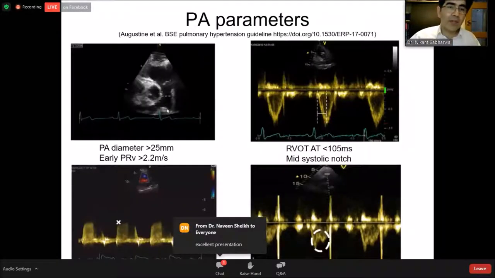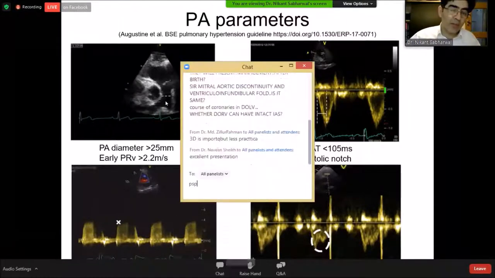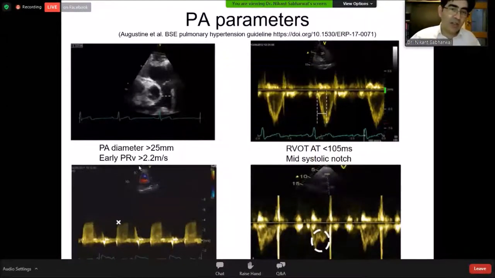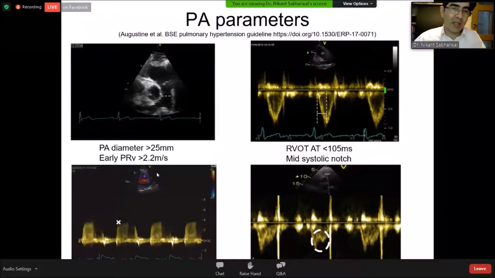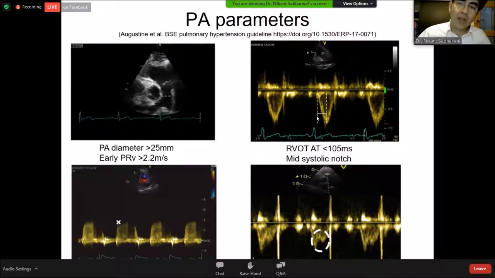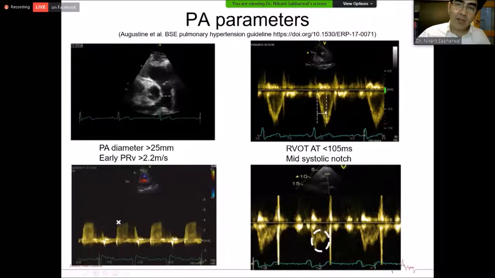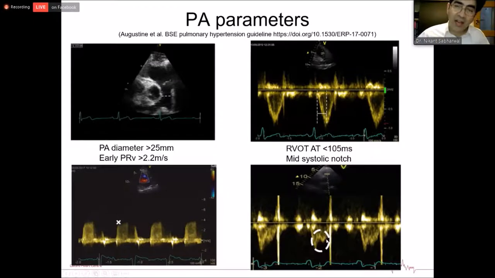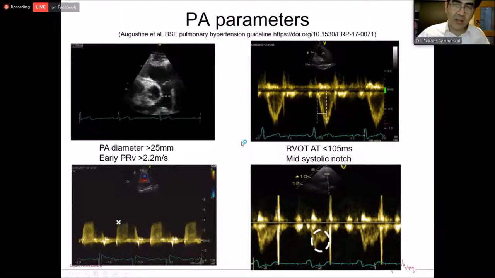On the PA parameters, a PA diameter of more than 25 millimeters. If you measure your PR velocity, you take an early PR velocity, anything more than 2.2 meters per second counts as an indicator of raised pulmonary pressure. RVOT acceleration time less than 105 milliseconds is a very good indicator of a raised PA pressure. And don't forget this mid-systolic notch. This is a very useful indicator of a raised pH. So if you've got any one of these, that again counts under your PA parameter for your guideline.